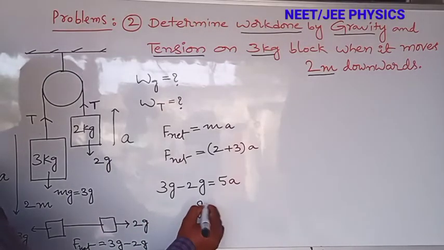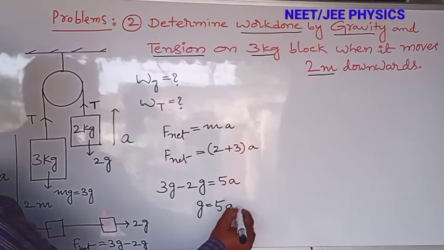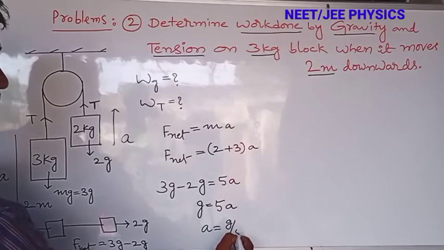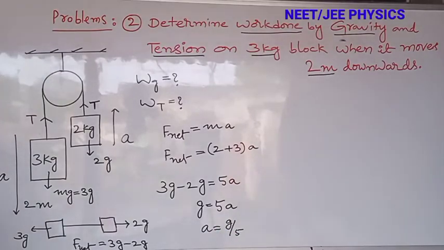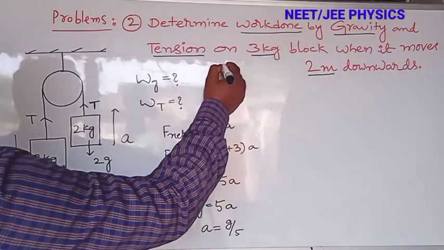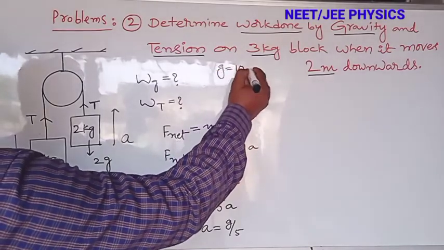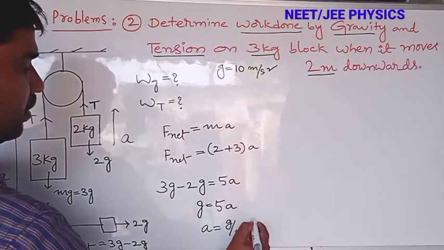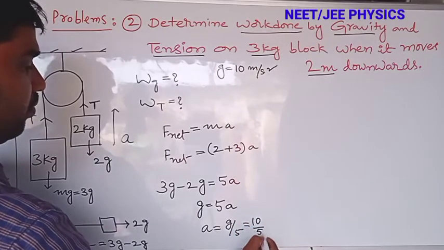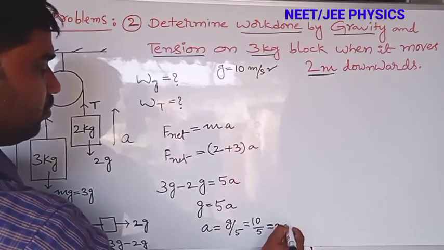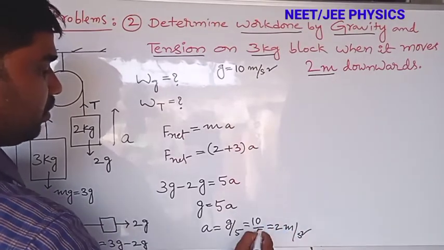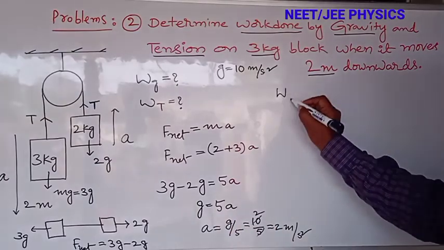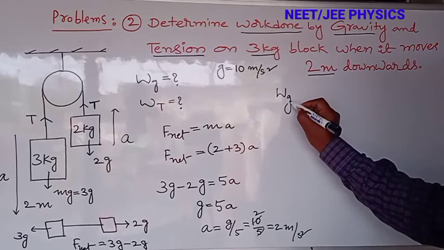So g equals 5a. Now a equals g by 5. The g value we know is 10 meter per second square. For simplification purposes, we are taking 10 meter per second square. Otherwise, it is 9.8 meter per second square. Here 10 by 5, 5 ones are 5, 5 twos are 10. This is 2 meter per second square. So the acceleration of this system is 2 meter per second square.